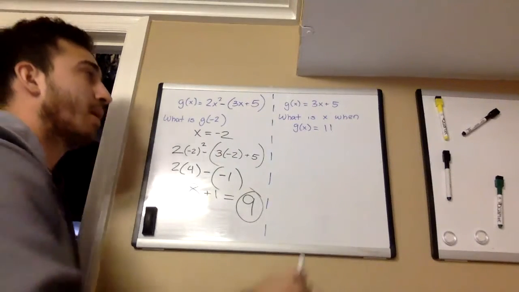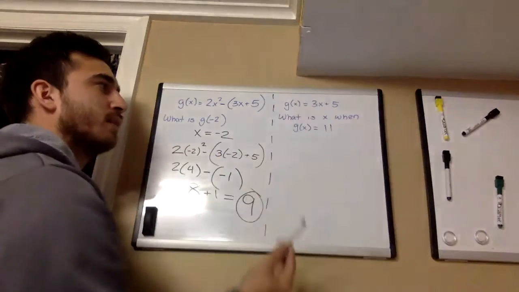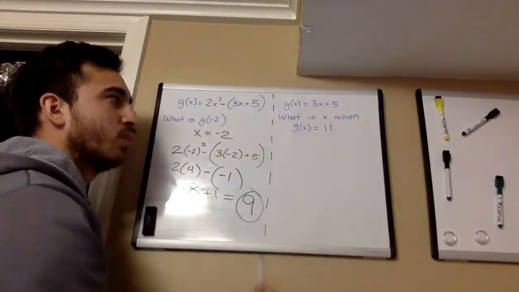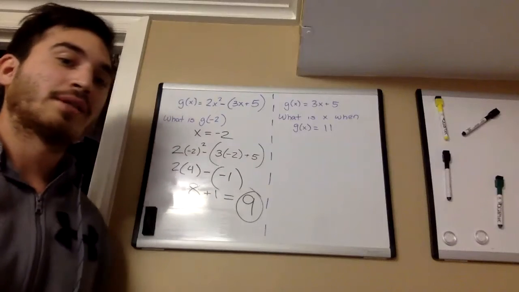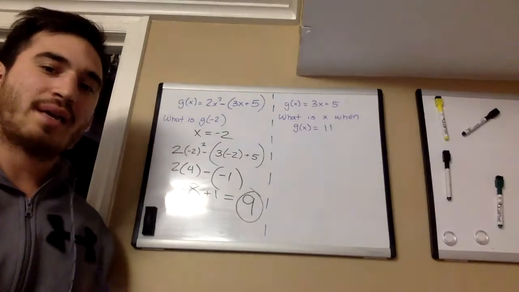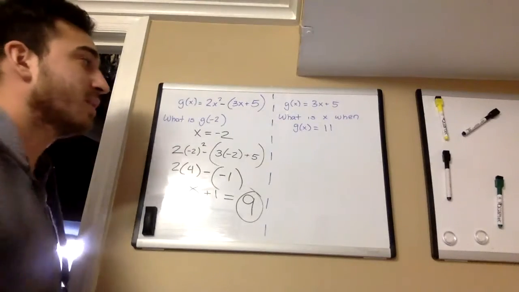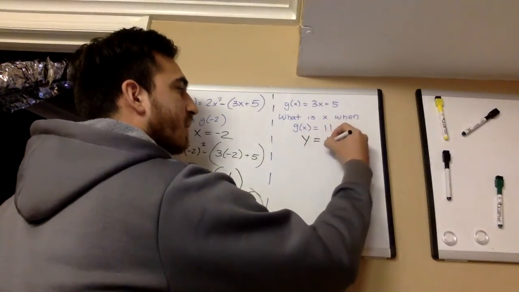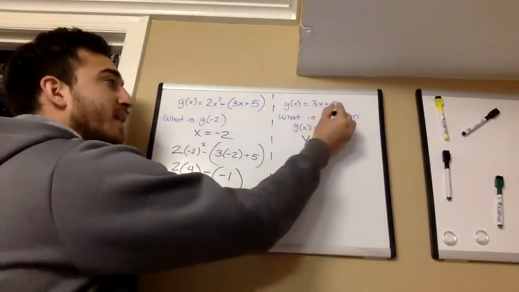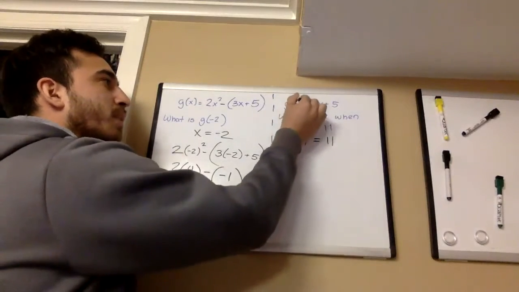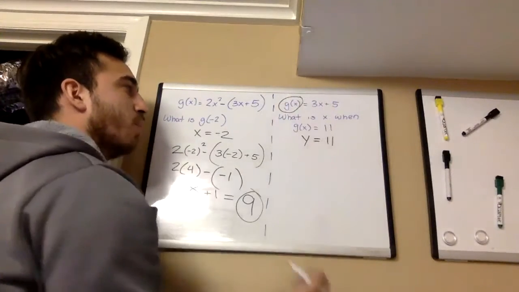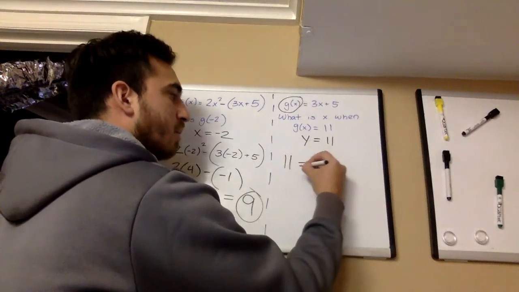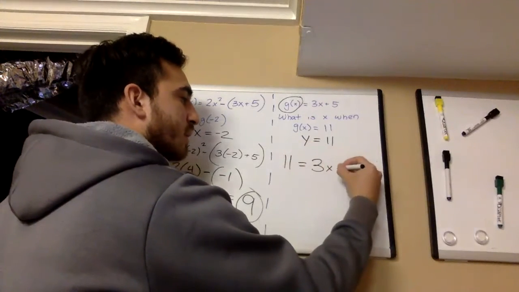For the second type of problem, they give you g of x again equals 3x plus 5. However, in this problem, they're asking you, what is x when g of x equals 11? So in this problem, they are not giving you your x value. They're actually going to give you your y value. So y is going to equal 11. Instead of replacing x, I'm going to replace the entire g of x with 11. So my new equation is going to be 11 equals 3x plus 5.